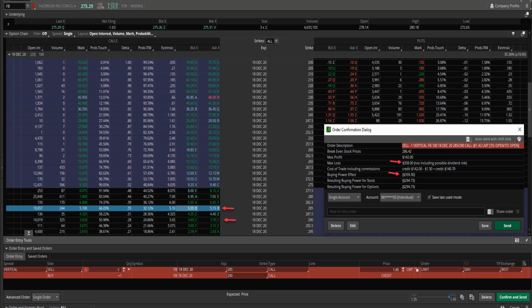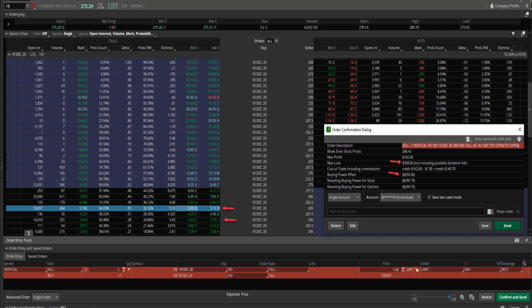So again, take a look at this picture. You'll see it's just a combination of buying and selling, but selling being the primary. So I'll say it's a combination of selling and then buying another. And by doing that, if you look at the order dialog box, it lowers your max loss.